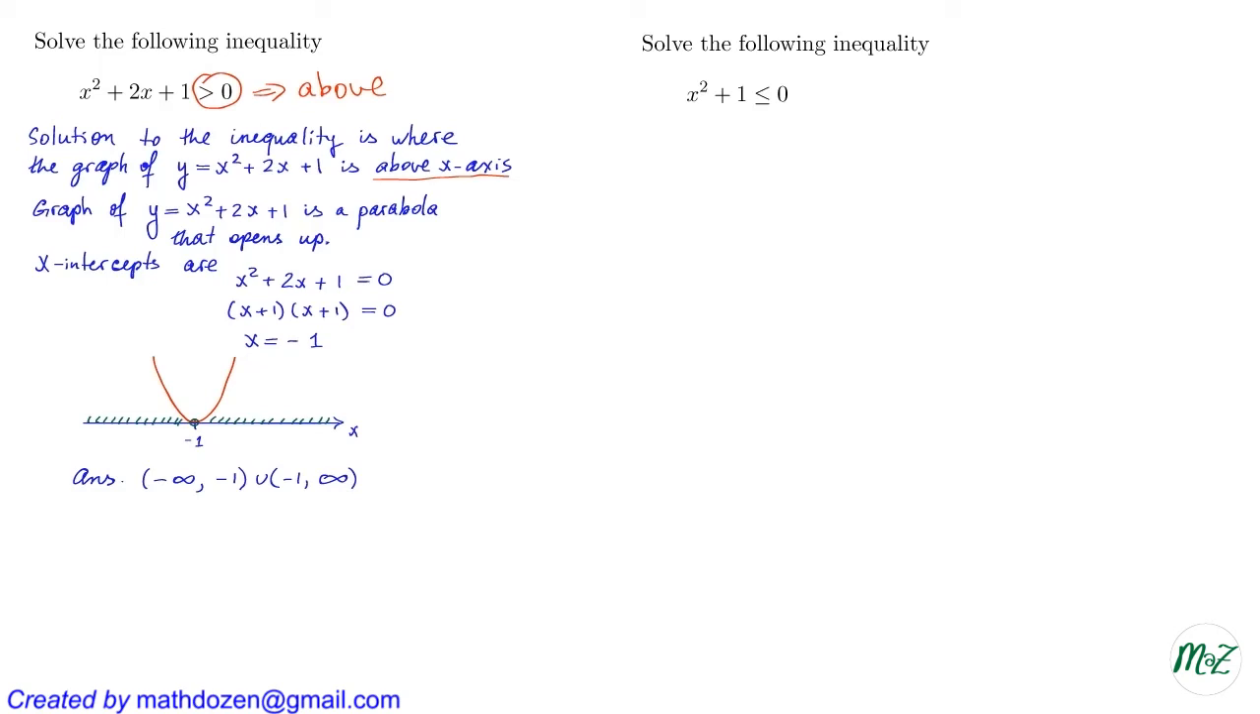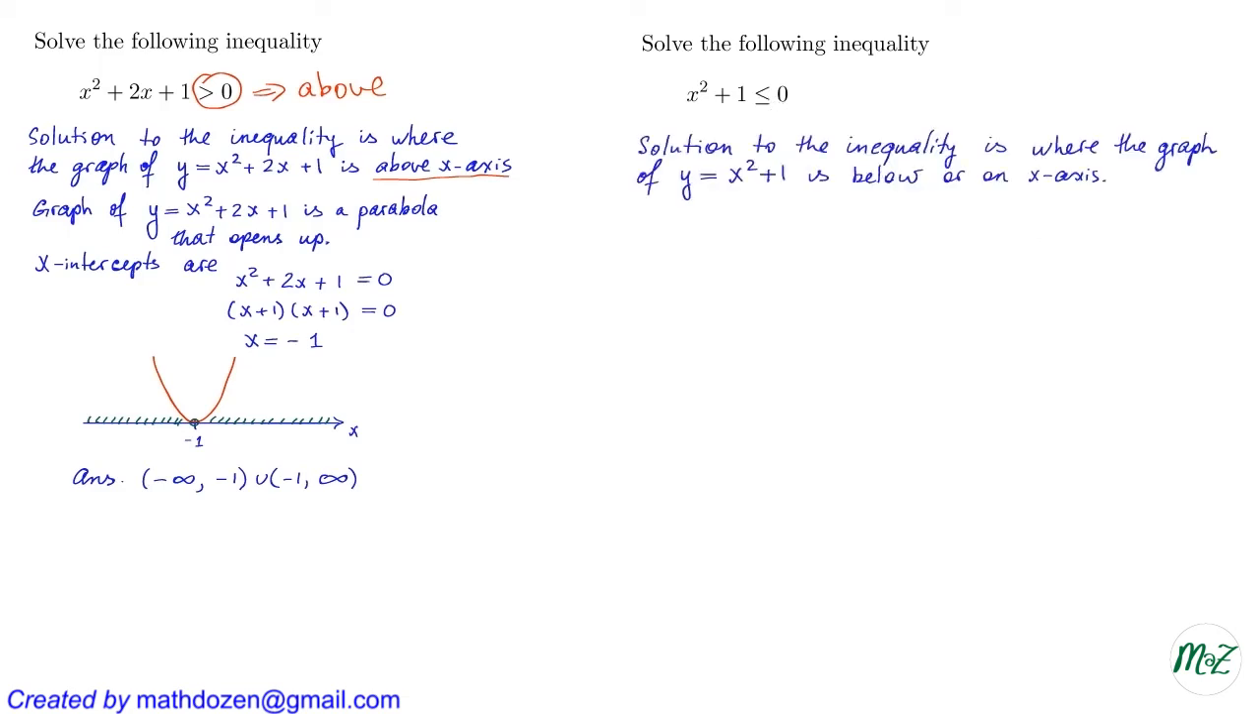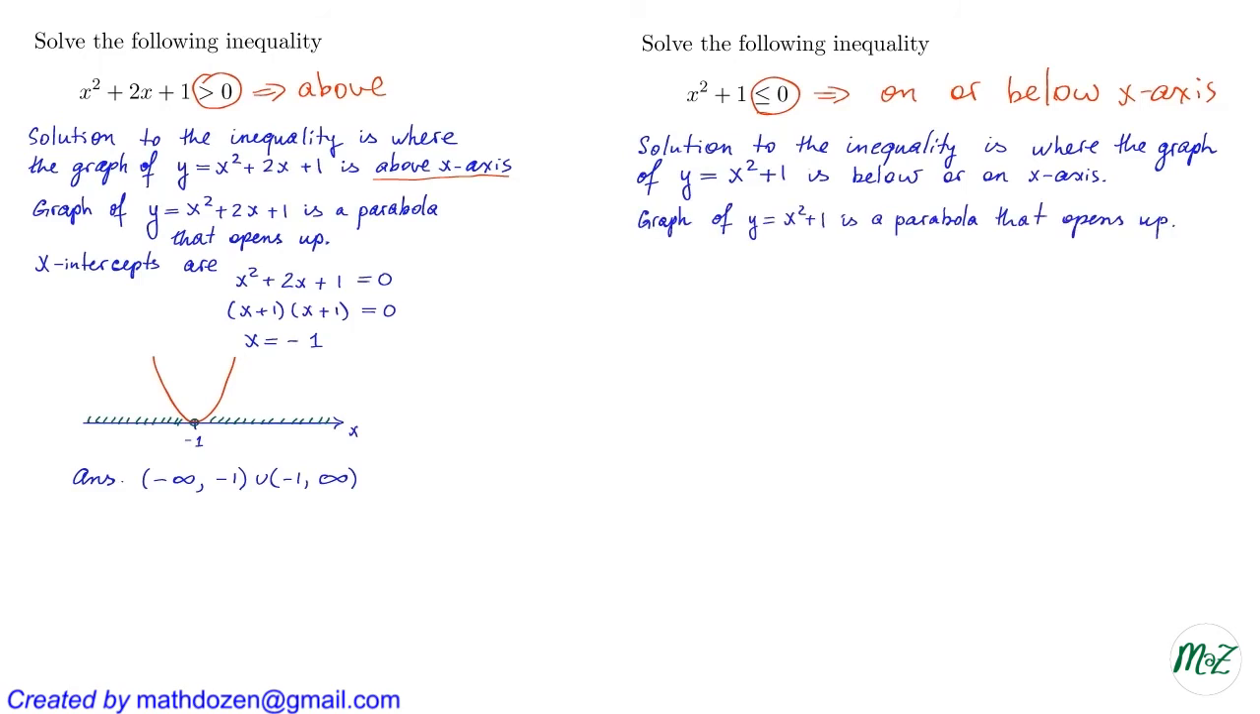Now if we move on to the second inequality, we're trying to solve x squared plus 1 being less than or equal to 0. If you take the graphing approach, since you have the inequality less than or equal to 0, this means that the graph should be on or below the x-axis. So that's what I have written here. We're looking for the places where the graph of y equals x squared plus 1 is below or exactly on the x-axis, and the graph is going to be a parabola that opens up.